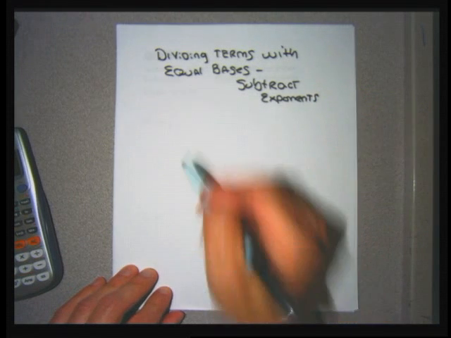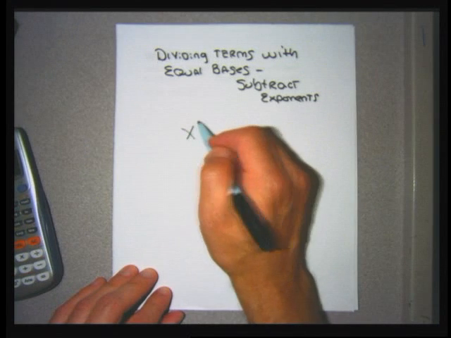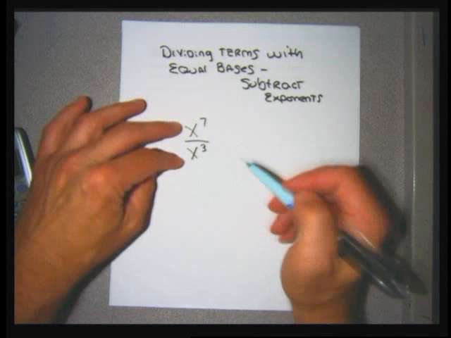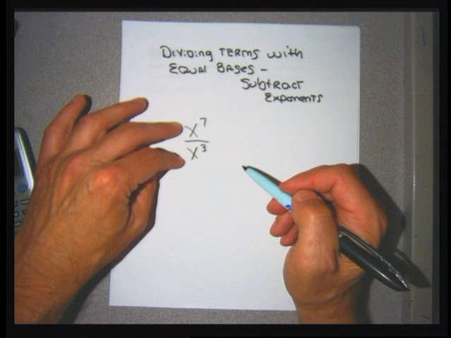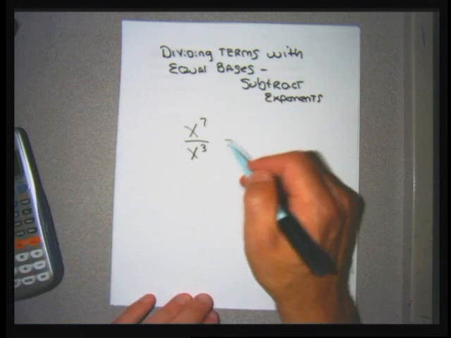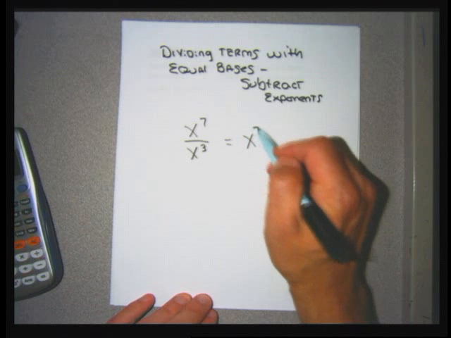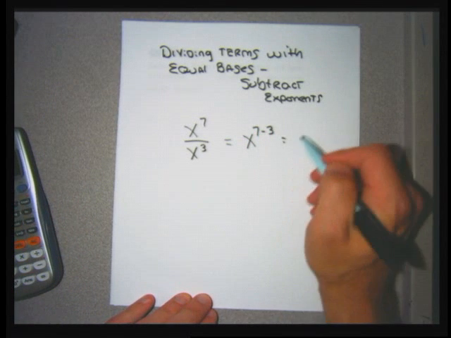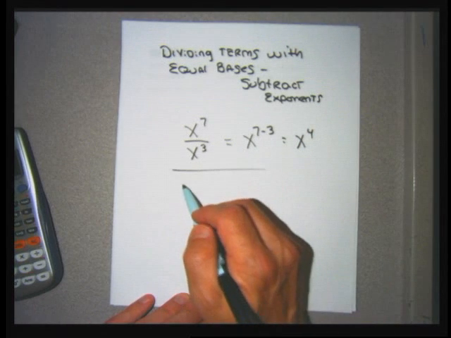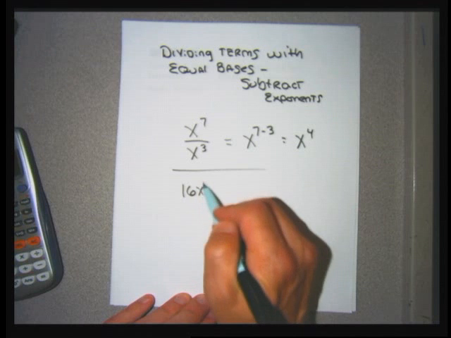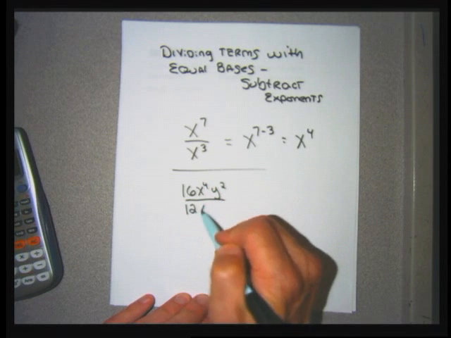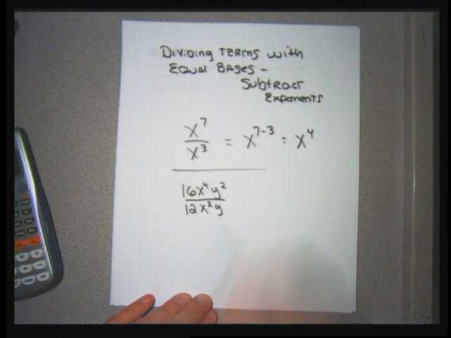And the most basic problem might be something like x to the 7th over x to the 3rd power. It's a division problem. Fractions are division. The bases for each of the numerator and the denominator are x's, and we do that division by subtracting the exponents, and we don't change the base. And then we had more complicated problems. We could have done something like 16 x to the 4th y squared over 12 x squared y.